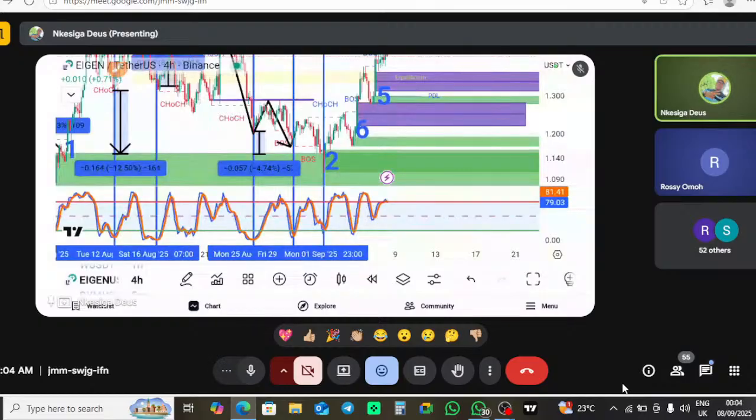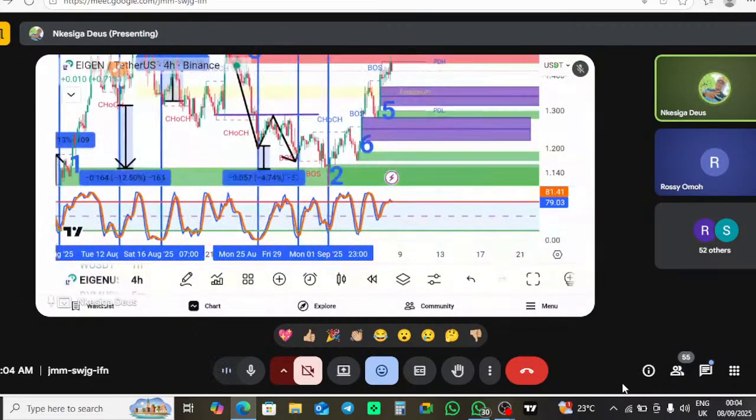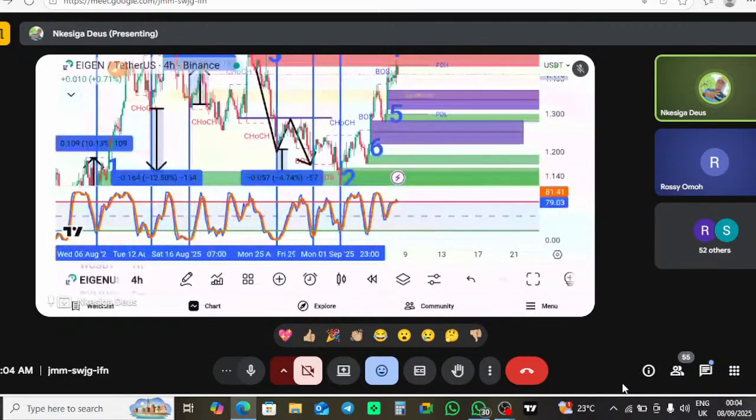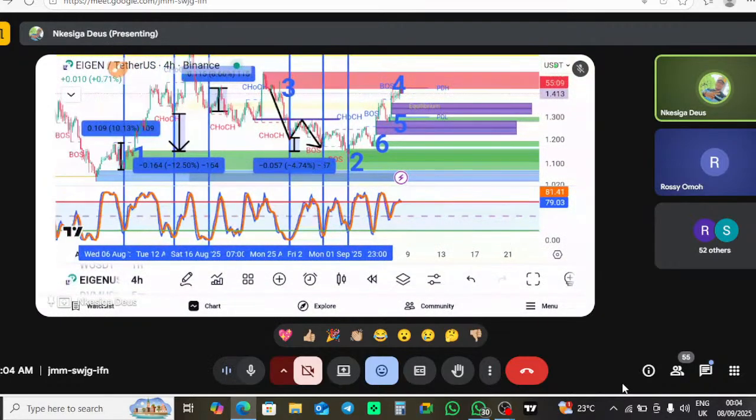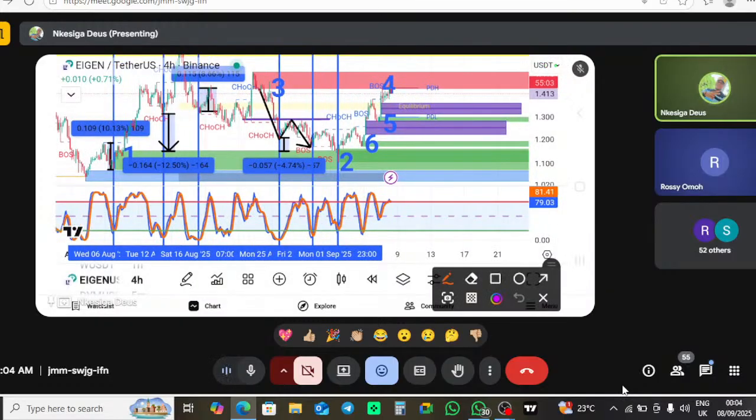We have 2 causes. We have 2 causes here. We have the major cause and we have the minor cause. This is the major at 3 that caused the market to drop. And down here on the lower high, it is another cause here.